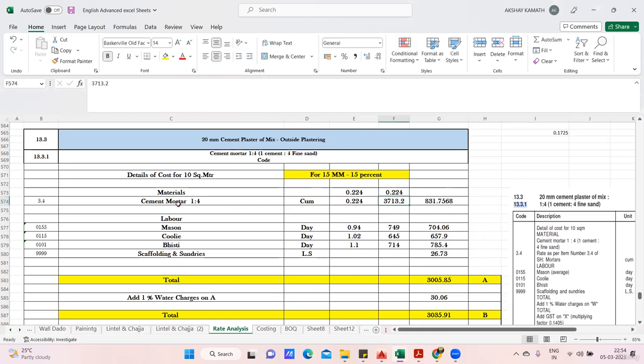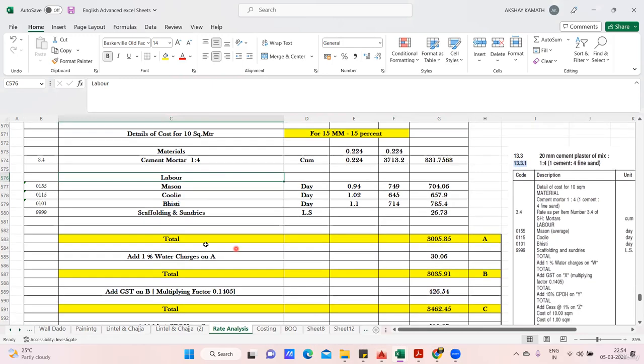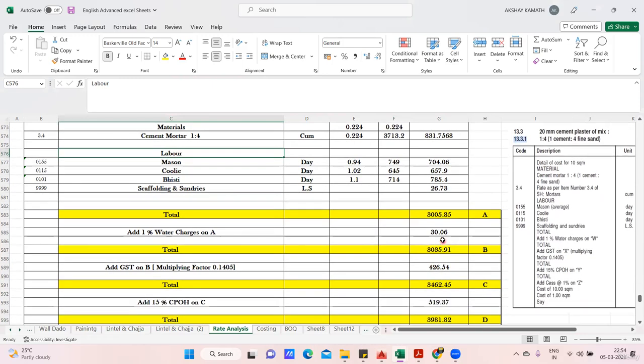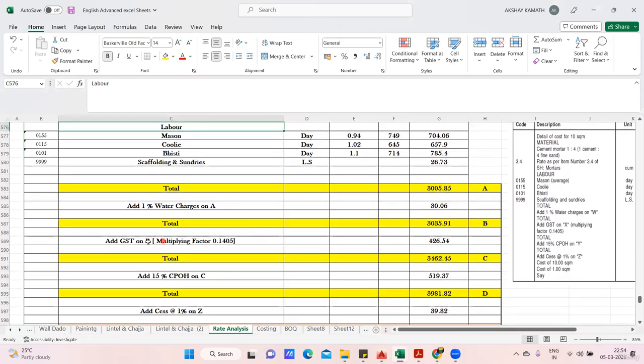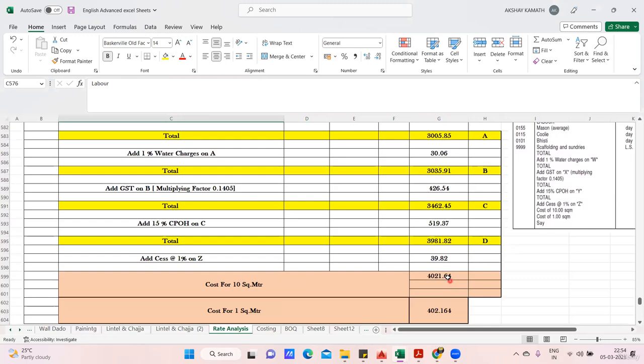Now coming to the mortar, this is 1:4. That is why we have put this rate of 3713. The rest, the labor part, mason, coolie, bisty, and all these things, you know how it has to be put. You do the total, you'll get the answer. Then you add 1% water charge on that. Then you put a GST on that. You put a contractor profit of 15%. You put 1% of cess on that. You'll get 4021. You divide it by 10, you get 402.